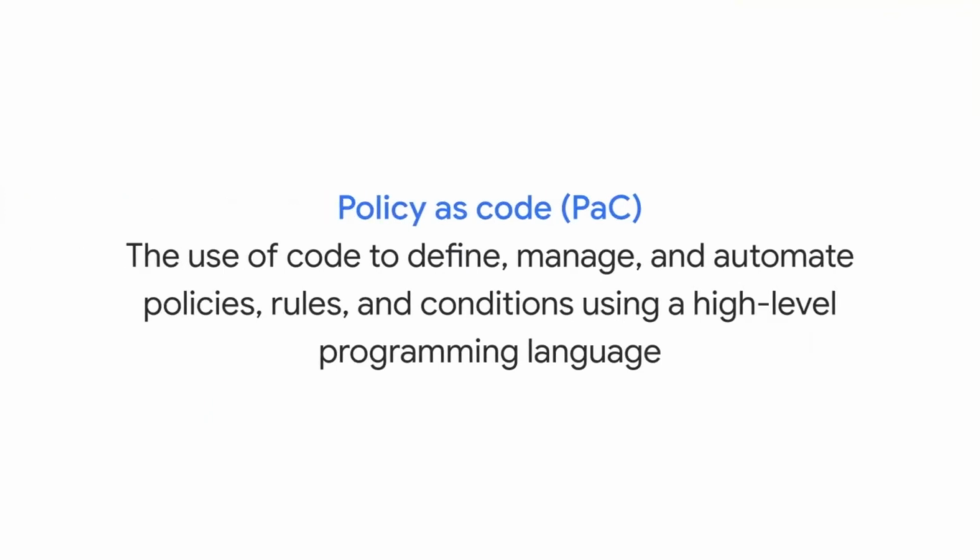Policy as code, or PAC, is the use of code to define, manage, and automate policies, rules, and conditions using a high-level programming language. Using PAC is a straightforward way to automate policies across an organization. With a PAC approach, the compliance checks that you want to apply will be automated. You'll be able to write out policies using a programming language like Python, YAML, Rego, or use tools like Terraform, Chef, Puppet, and Ansible.